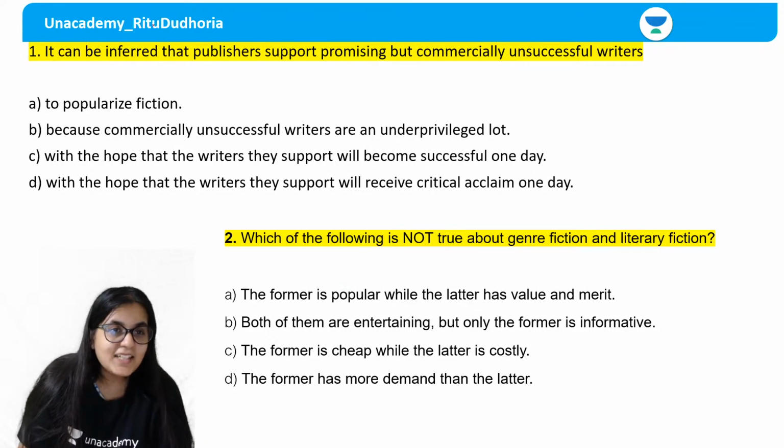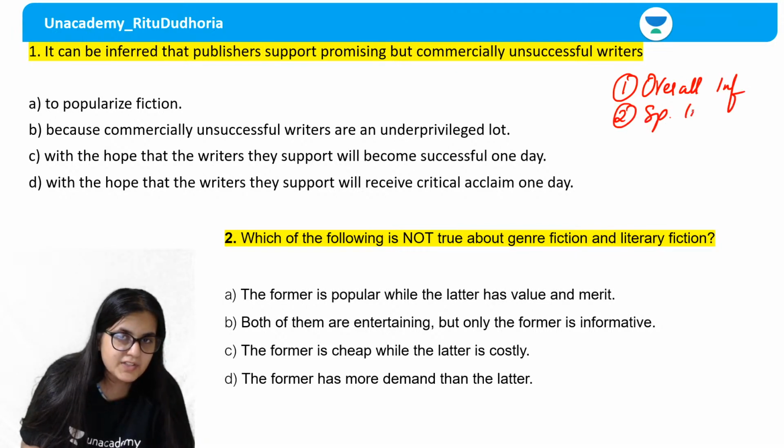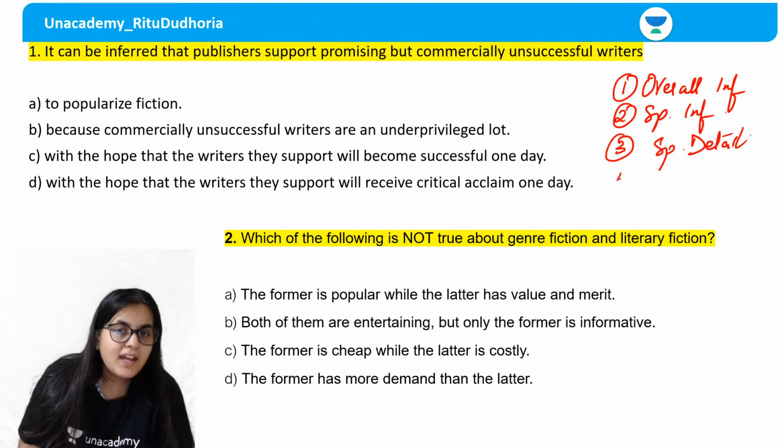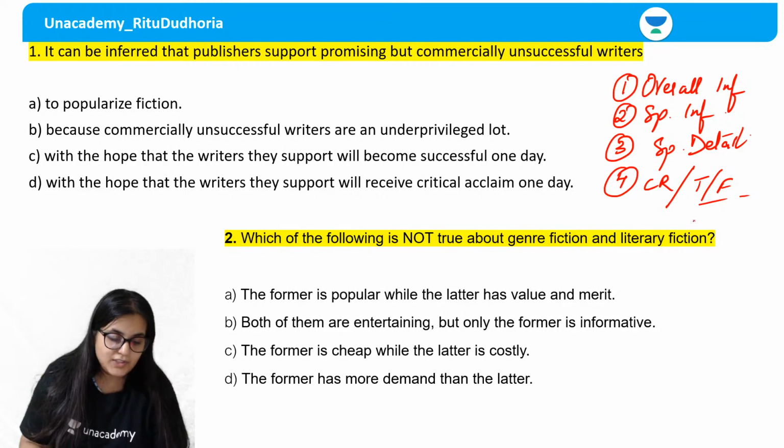Okay, listen guys, it can be inferred that publishers support promising but commercially unsuccessful writers. Now you tell me which type of question is this? हमने कल discuss किया था, there is something called an overall inference question. There is something called a specific inference question, right? There is something called a specific detail question or a direct question. And you have other types, जैसे CR type के questions हैं, spread out questions हैं, true or false questions हैं, other question types हैं. Good, Jyoti, very proud.